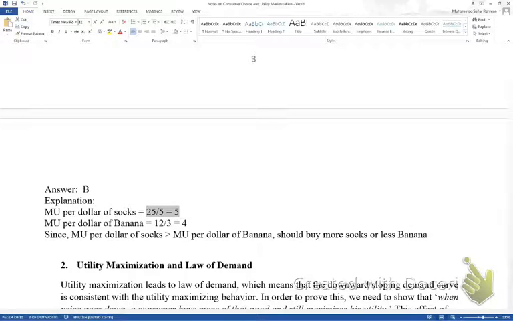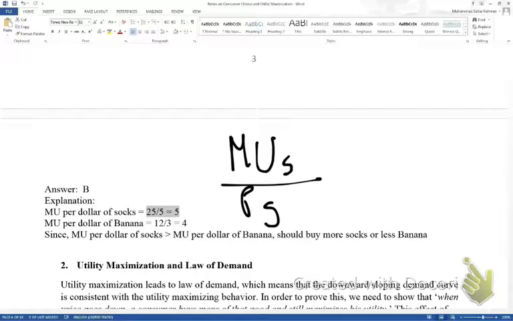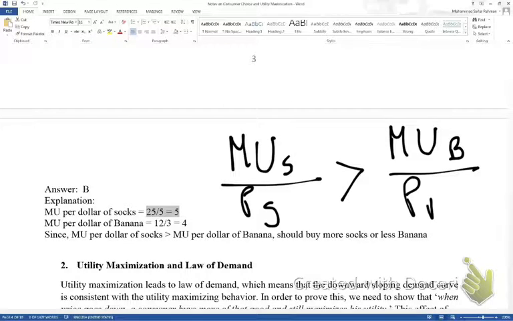Now let's look at that situation. It should be clear that the marginal utility per dollar on socks, MU of socks divided by price of socks, is greater than marginal utility on bananas divided by the price of bananas. Do we all see that? Okay. So this is a situation where the equality is not achieved, so you are really not maximizing your utility. So what can you do? As it turns out, there are several things that you can do.